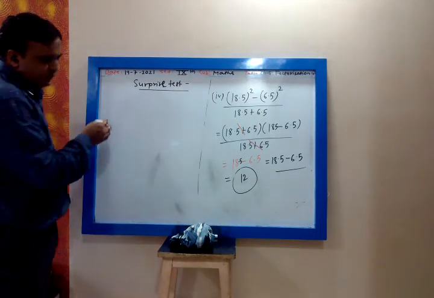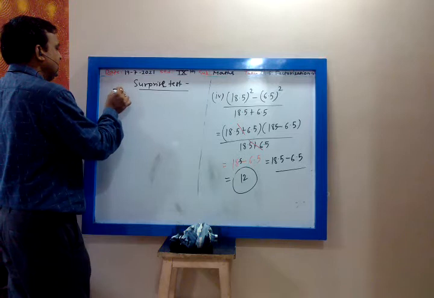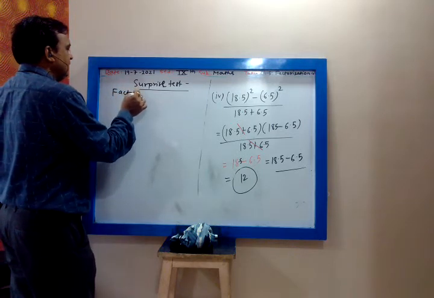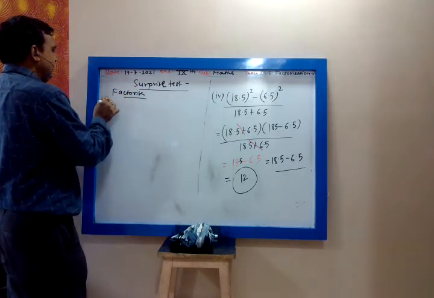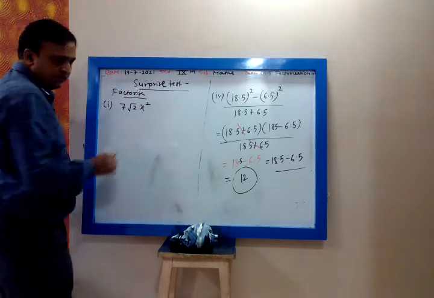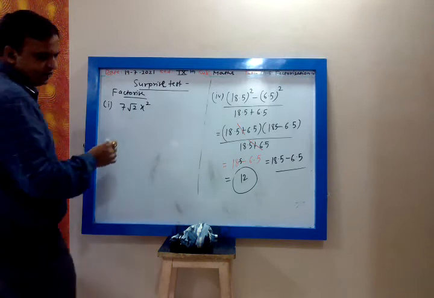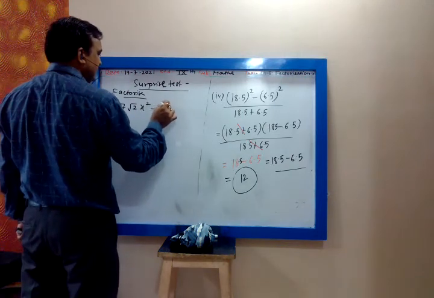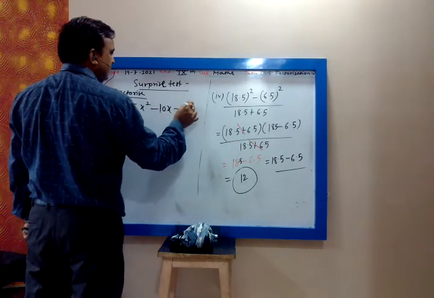7 root 2 x square. Factorize. It is factorize. Okay. First, 7 root 2 x square minus 10x minus 4 root 2.